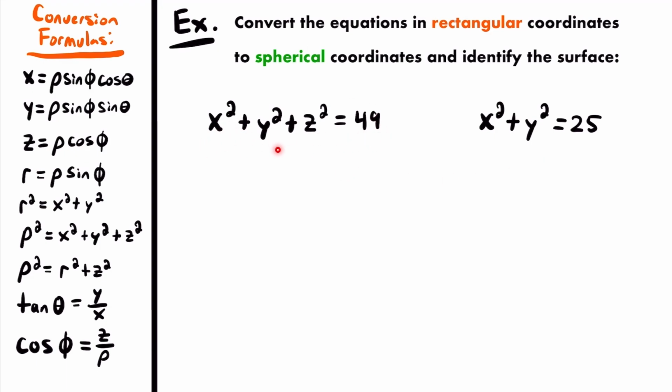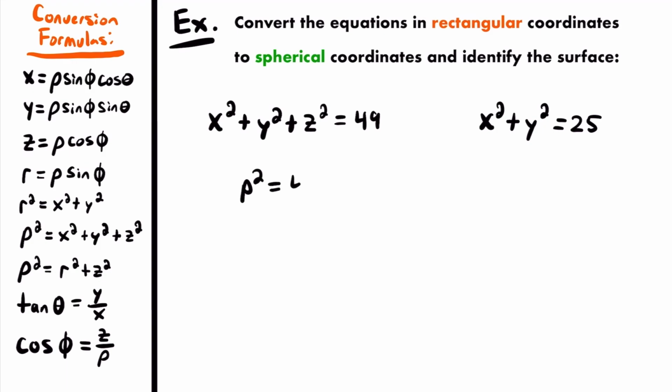Hopefully you can identify this immediately as representing a sphere, right? If you have x² plus y² plus z² equals some constant, that represents a sphere where the square root of the constant is the radius of the sphere. And so this is very clearly representing a sphere, which means that the spherical equation will be very nice. All right, and you can see how that's going to develop because we know that rho squared is equal to x² plus y² plus z². So we can replace x² plus y² plus z² in this equation with rho squared.